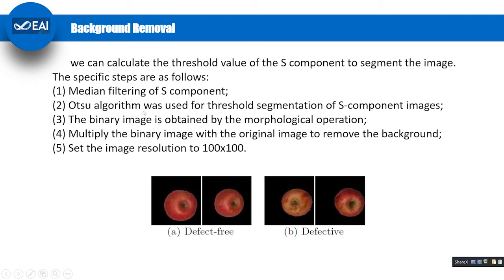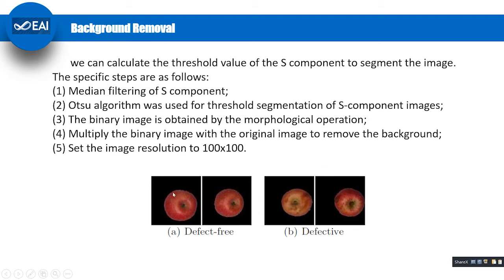And it can be divided into 5 steps as follows. First step, median filter of the S component. And then the OTSU algorithm was used for threshold segmentation of the S component image. The binary image is obtained by the morphological operation. And the fifth step is to multiply the binary image with the original image to remove the background.